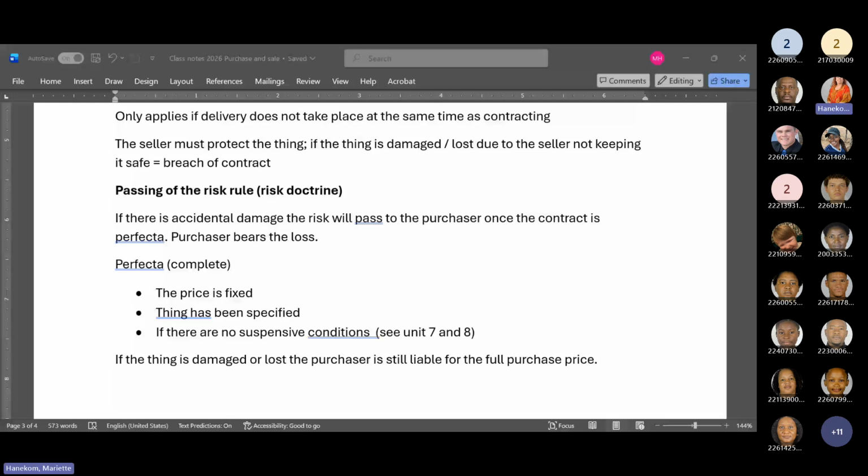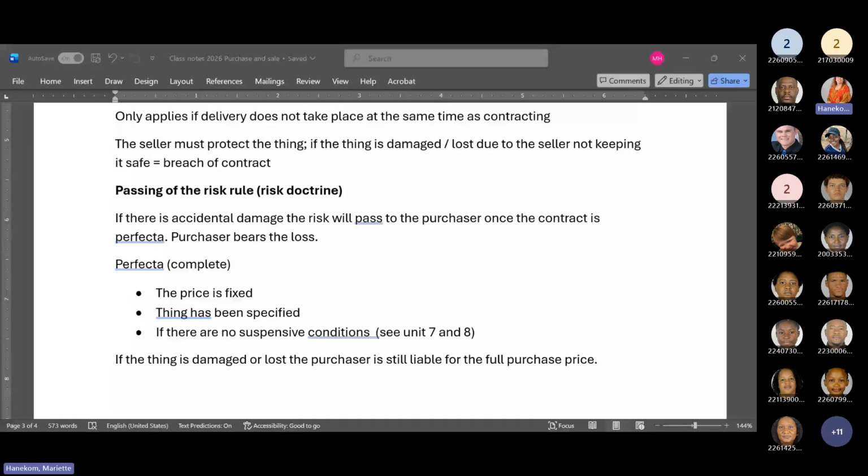Hedwig, thank you for asking the question, because this is where students start saying, I don't understand this. In terms of the strict application of the passing of the risk rule, if those products get damaged while they're being transported to Namibia, you get the broken stuff and you still have to pay the full price. Now you're going to say, but how? What if I paid?